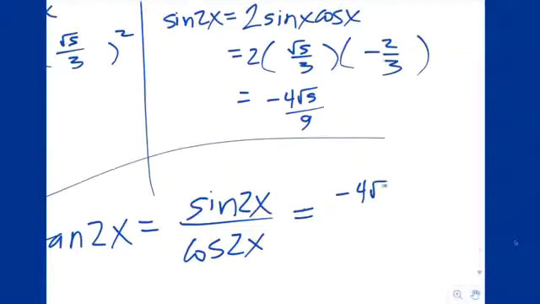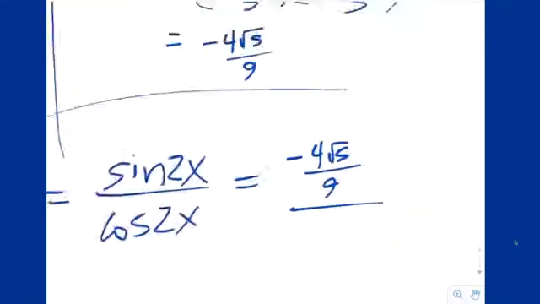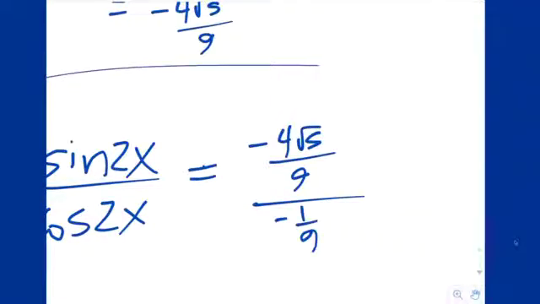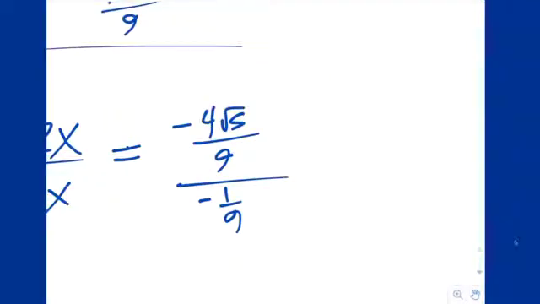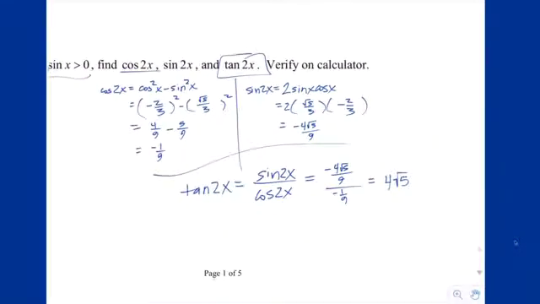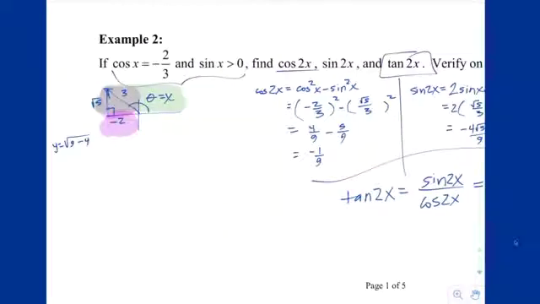So it's negative 4 square root of 5/9 divided by negative 1/9. And now you can stay, change, flip, and you end up with what? Bless you. Positive 4 square root of 5. And there's the simplified exact answer for tangent of twice the angle whose cosine is negative 2/3 in quadrant 2.